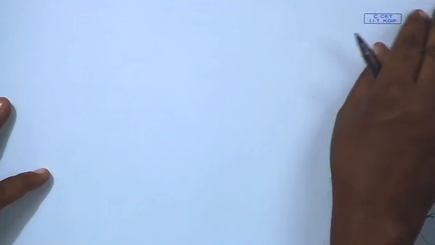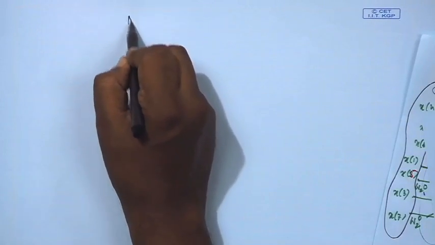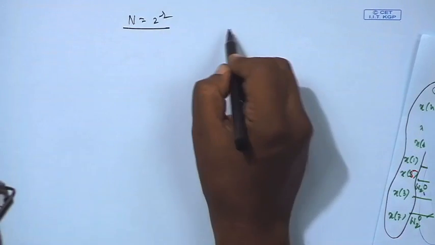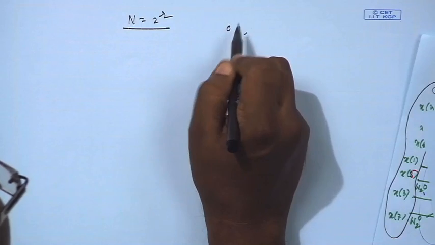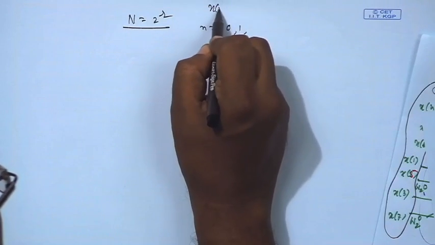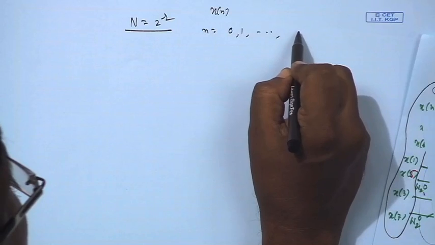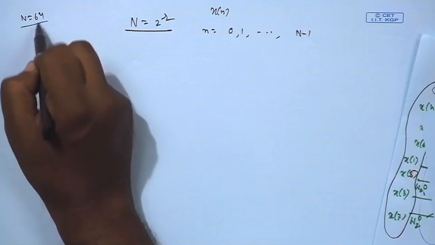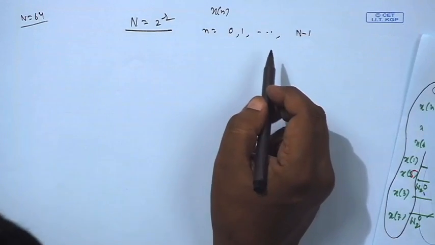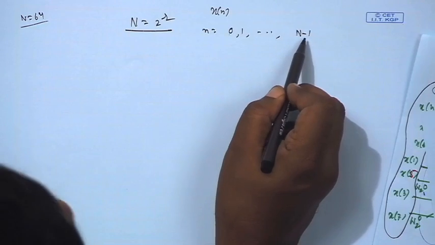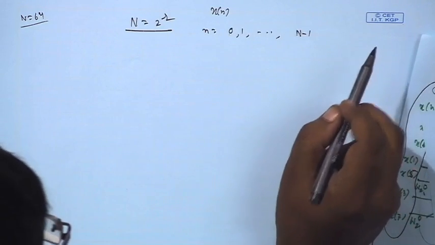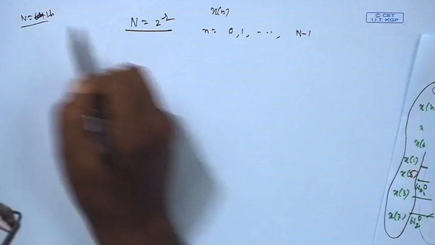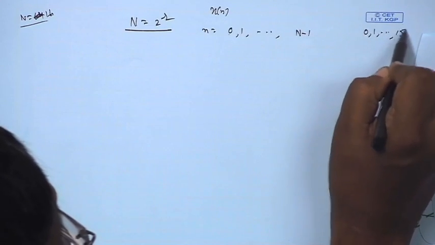Now, suppose your N is 2 to the power r. So, I have got numbers x0, x1, and the index n will be 0, 1 up to N minus 1. Suppose, as an example, N is 64, that is 2 to the power 6. Okay. So, it will be 0, 1 up to 63, or say N equal to 16. So, it will be 0, 1 up to 15.